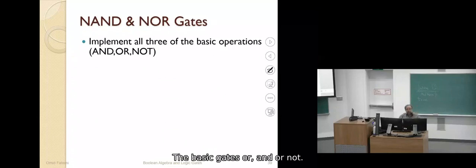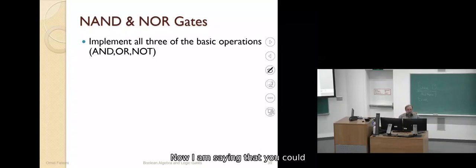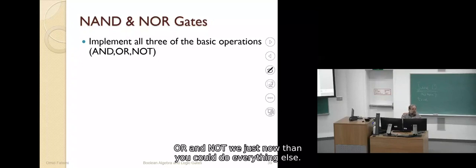We said before, the basic gates are AND, OR, and NOT. So you can implement every Boolean expression with these three gates, because you either invert something, or OR it, or AND it. Now I am saying that you could implement everything with just one type of gate, NAND, not one gate. If I show you how you could implement AND, OR, and NOT with just NAND, then you could do everything else.